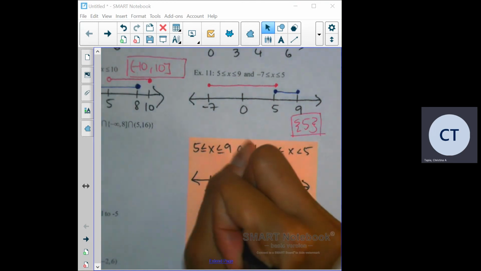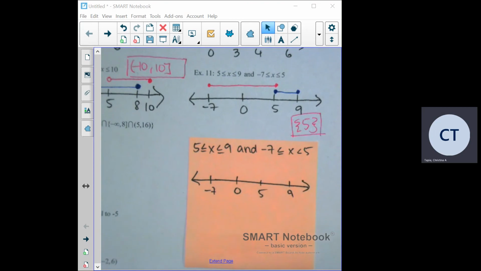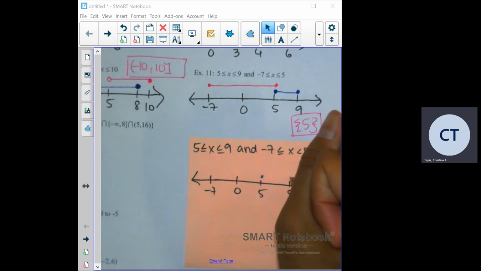So graph this out with me. And it's pretty much going to be the same intervals, 5 to 9. Okay, those are still closed circles.